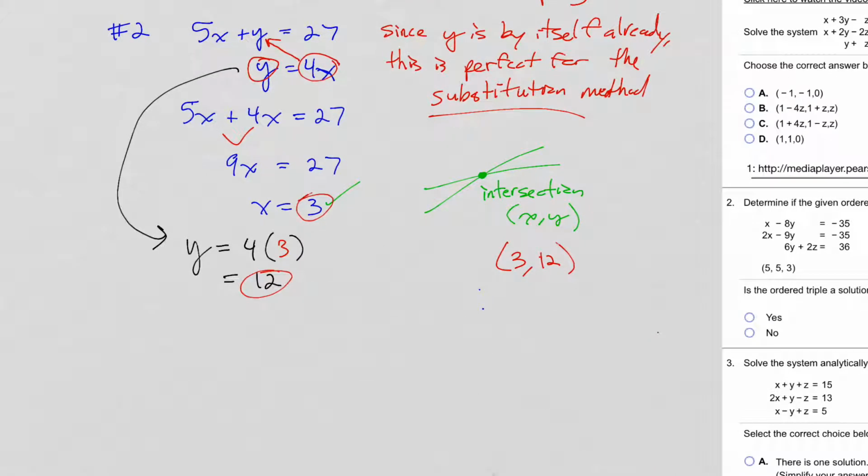And if you wanted to solve this graphically, you would graph the two equations, go to second calc, and then use the intersection feature for it to calculate this point for you.